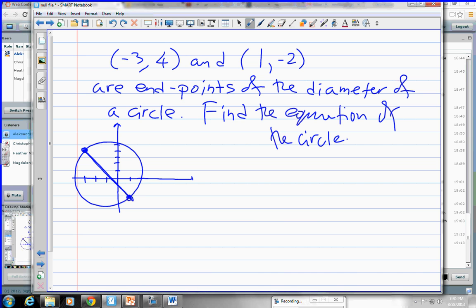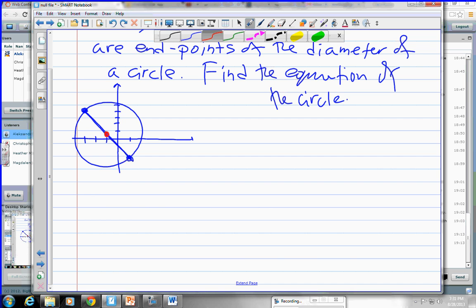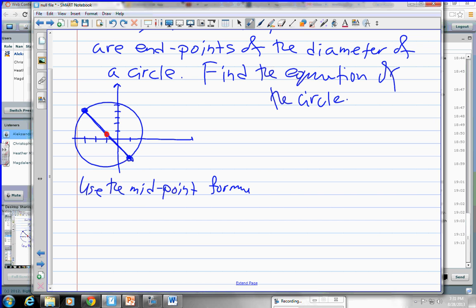So in order for us to find the equation of the circle, we need to have 2 things. One is the center, and the other one is the radius, or radius squared. Wouldn't you use the midpoint formula to find the center? Sure. Because the center lies right on the diameter and should be right in the middle. So we will use the midpoint formula to find the center of that circle. Very good. So we'll do that.